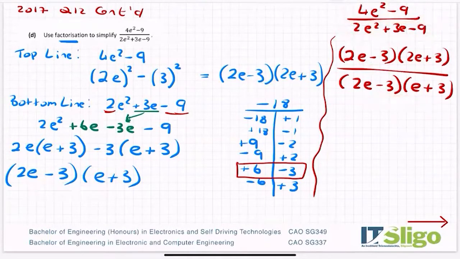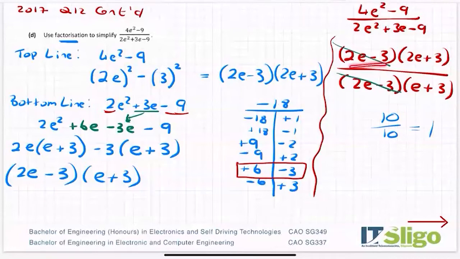And then you can cancel full factors. And when I say full factors, I mean full brackets. So there's a 2e minus 3, there's a 2e minus 3. Why can I do that? Well, anything over itself always gives you 1. So 2e minus 3 over 2e minus 3 is just 1. So that's why I can cancel it.